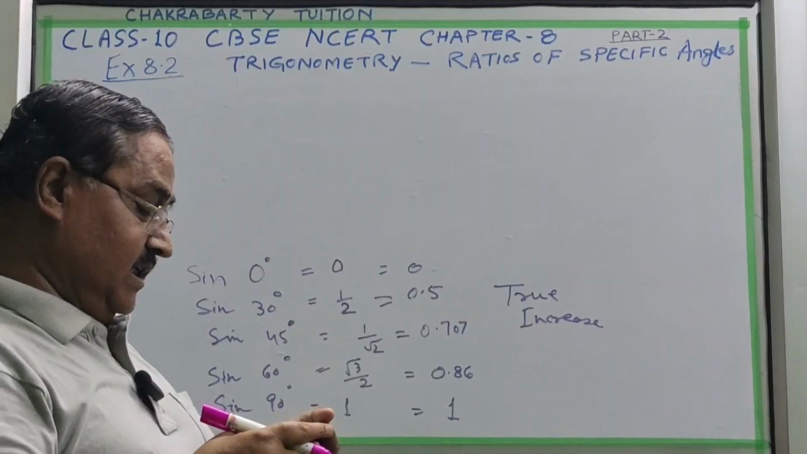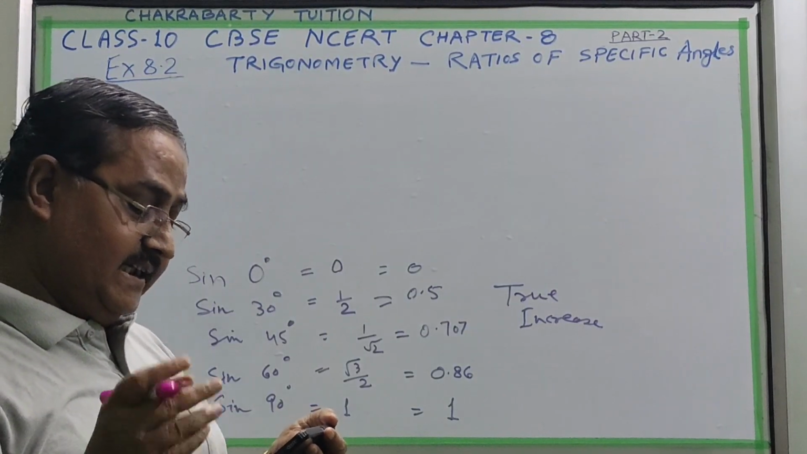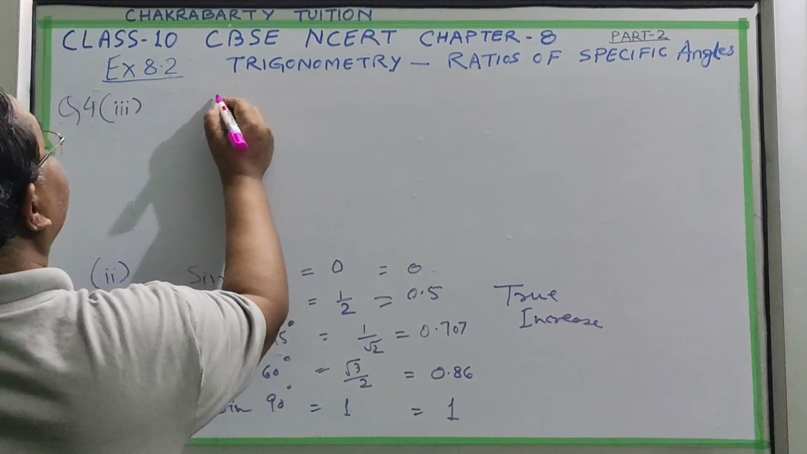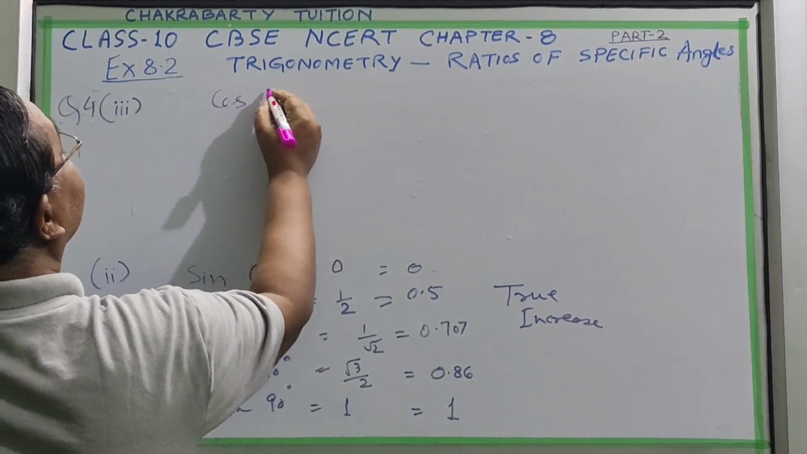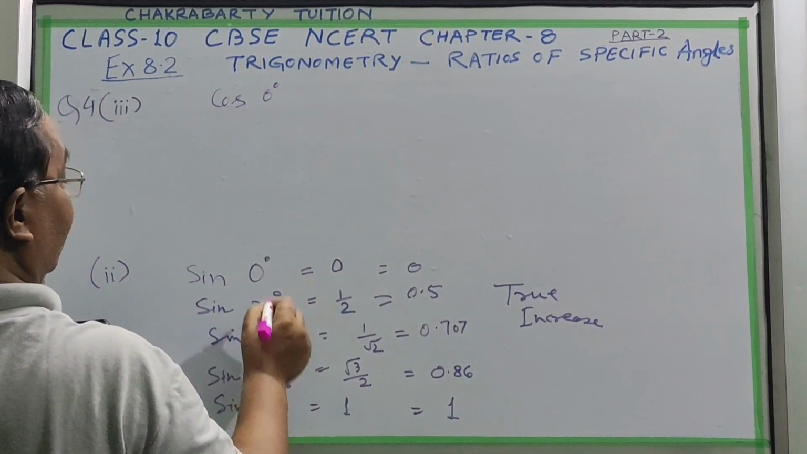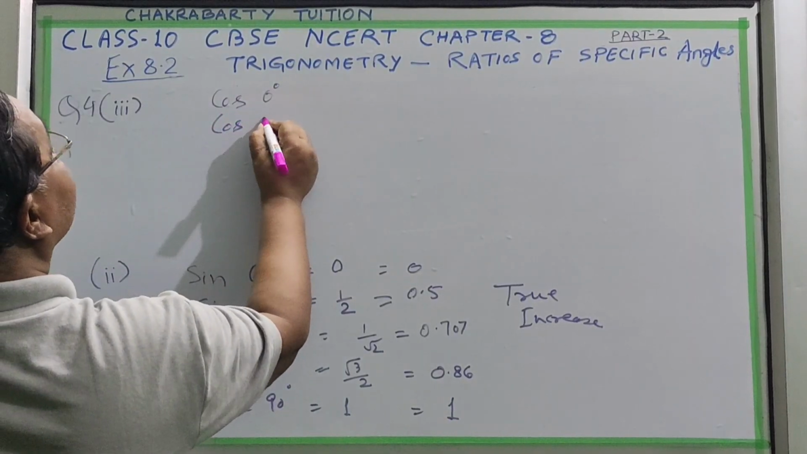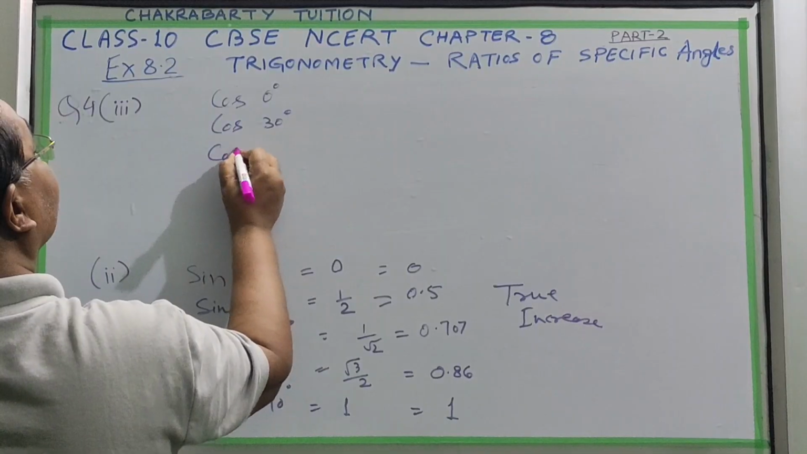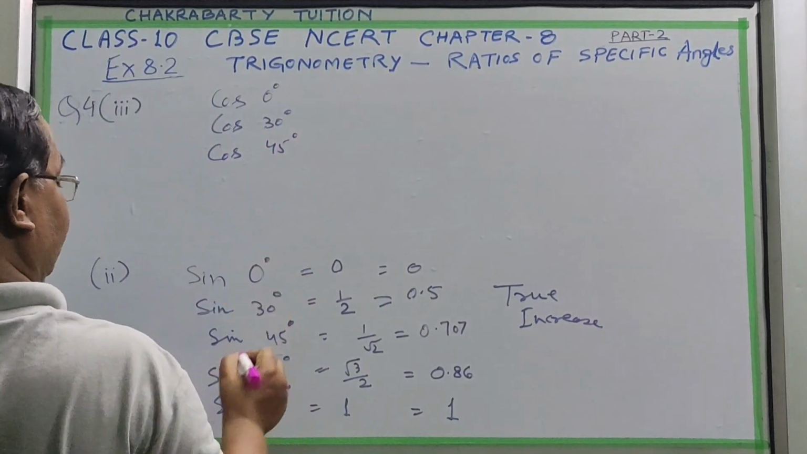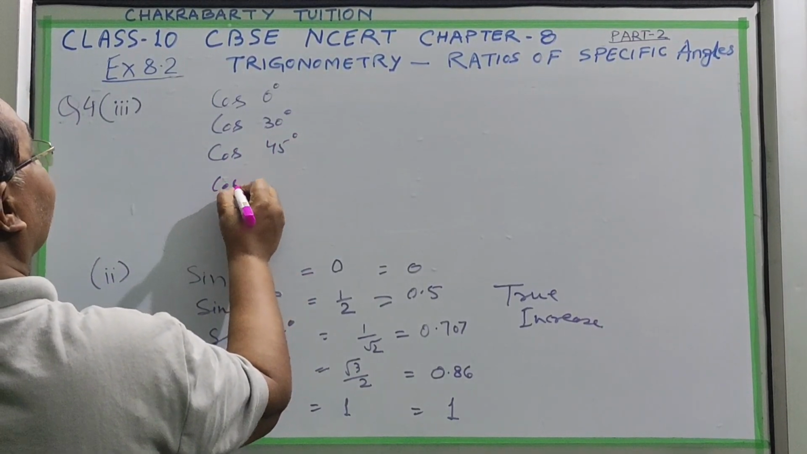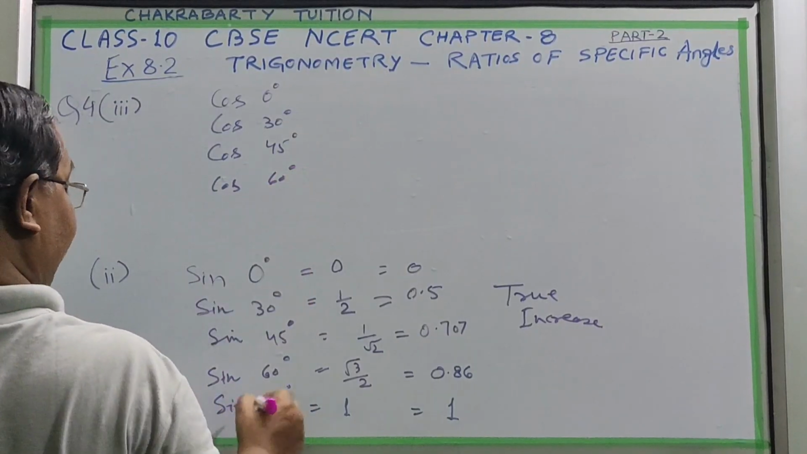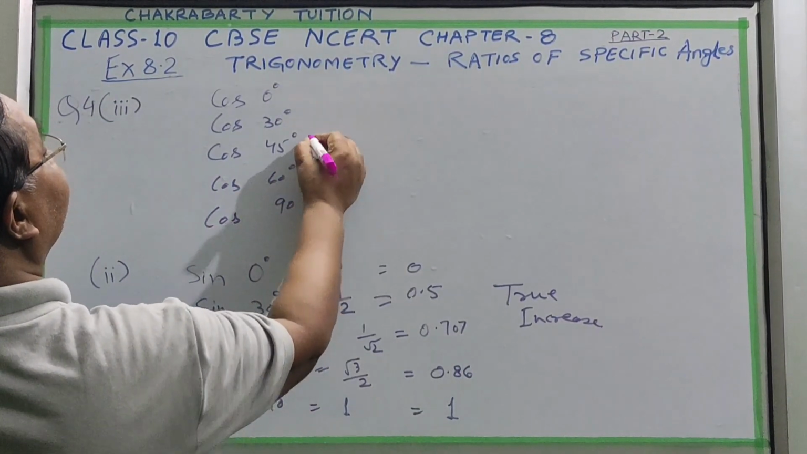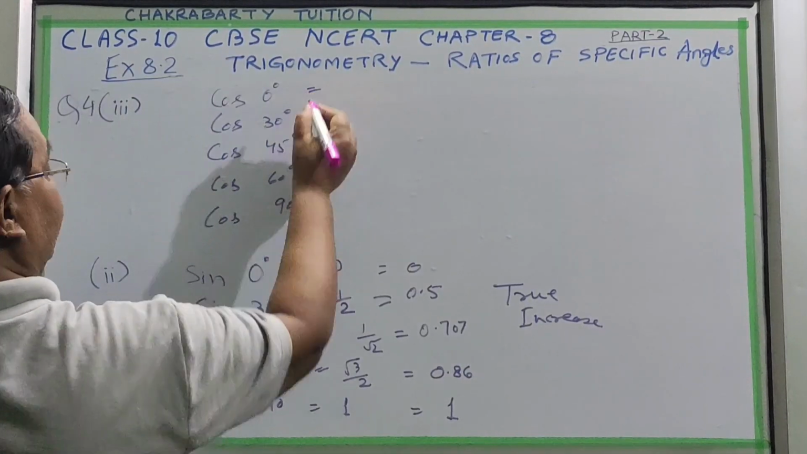Now your third question is, the value of cos theta increases as theta increases. So again we will write cos 0 degree, then cos 30 degree, cos 45 degree, cos 60 degree, and cos 90 degree, and we will see whether it is increasing or not increasing.